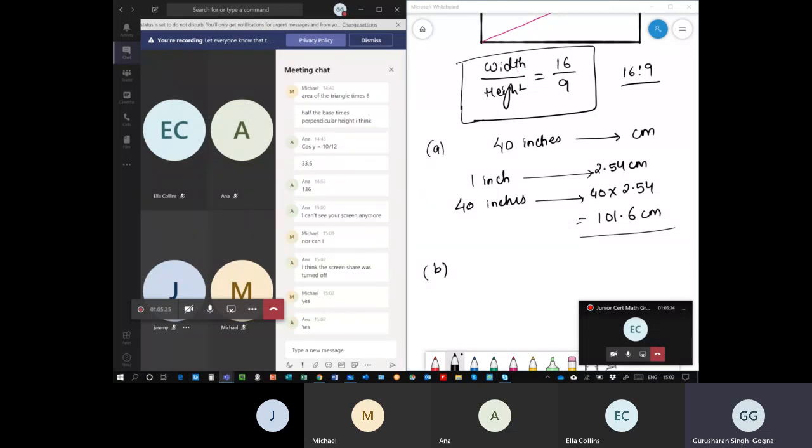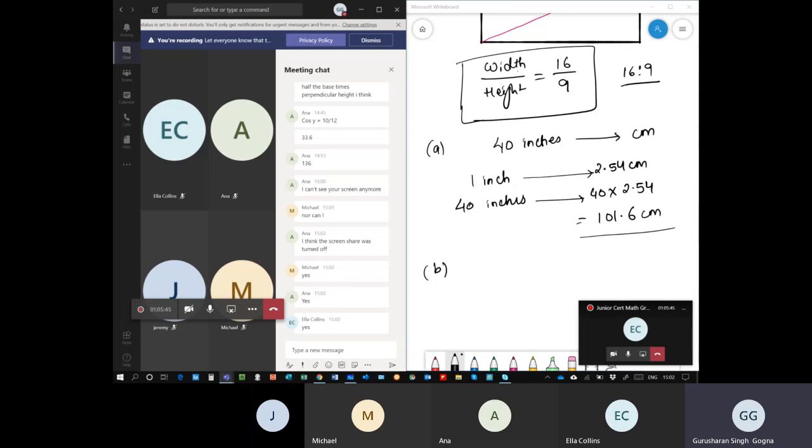Okay, so the first part was you need to convert 40 inches into centimeter. They already give you 1 inch is 2.54 centimeter. So obviously 40 inch means 40 multiplied by 2.54, which is 101.6. Now that's a very basic question. You just have to convert the unit.